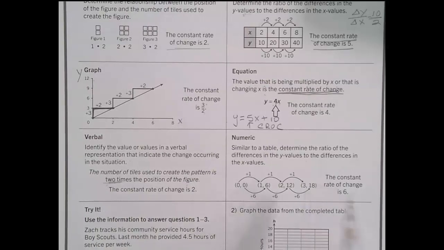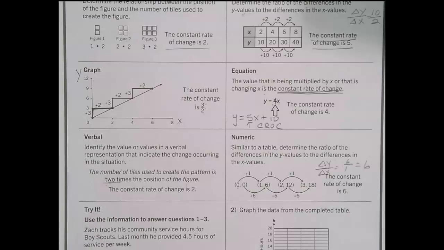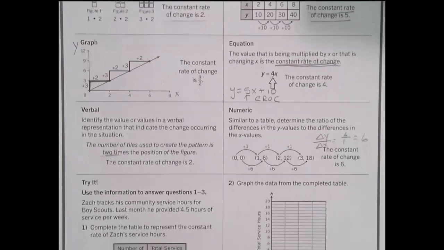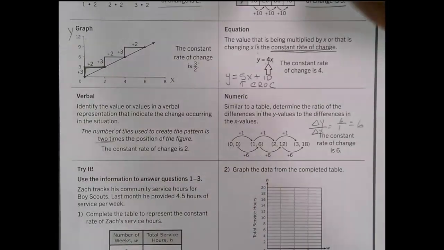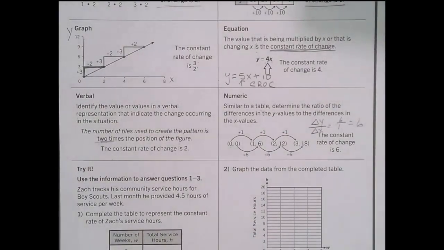Going to our numeric, I don't know when we would really have it like this. Maybe we could. It says similar to a table. You have to figure out which ones are your x, and we know x is always first, and then y is that second number. So every time it's increasing by 1 in our x, it's increasing by 6. So that change in y over that change in x is going to be 6 over 1, which is just 6. So now that's all the different scenarios. So if you need to keep going back to look at that, please do so that you can make sure you're understanding what we are talking about here.